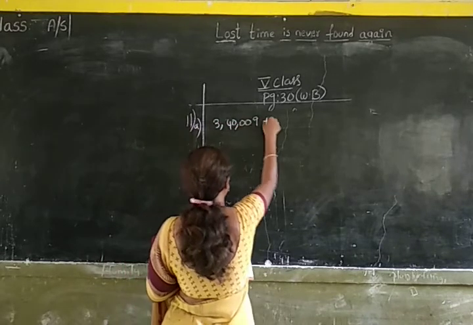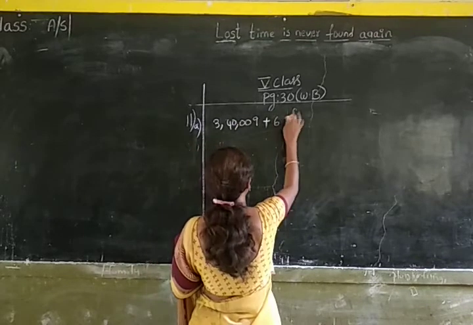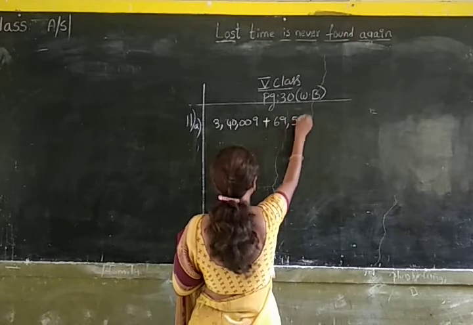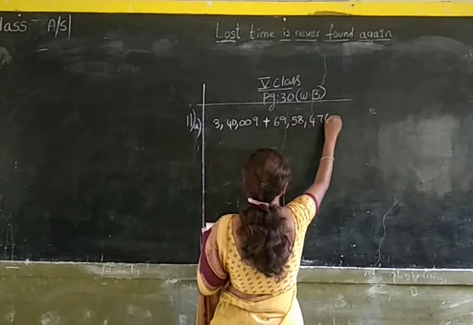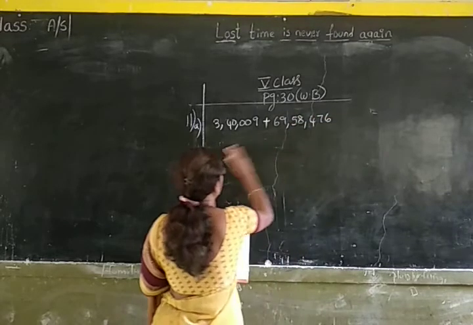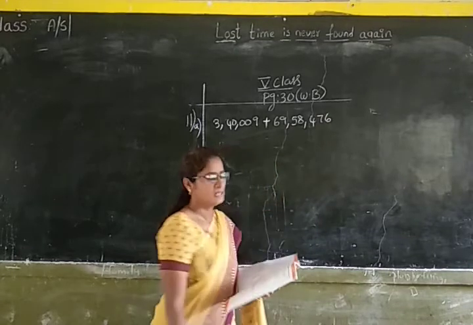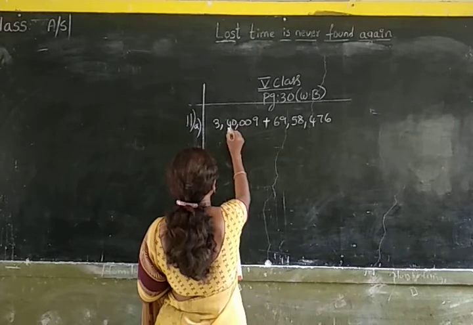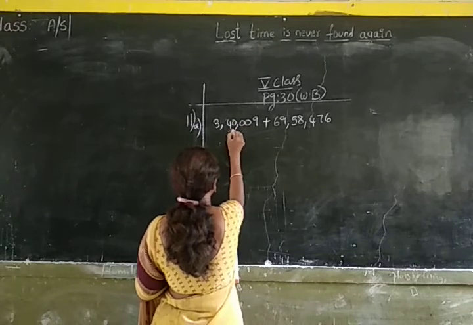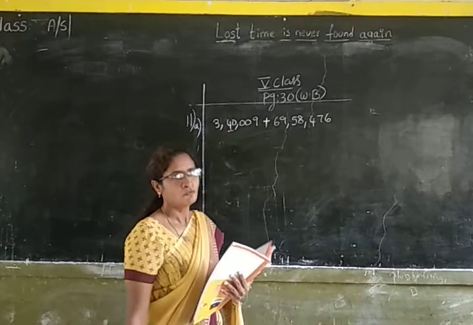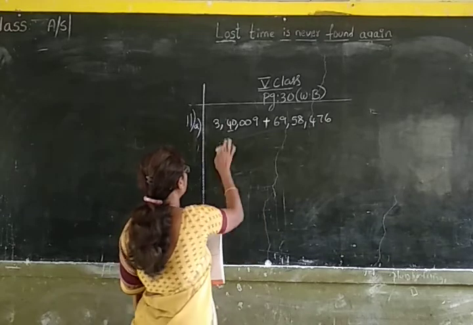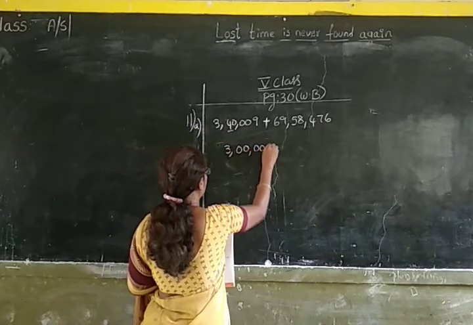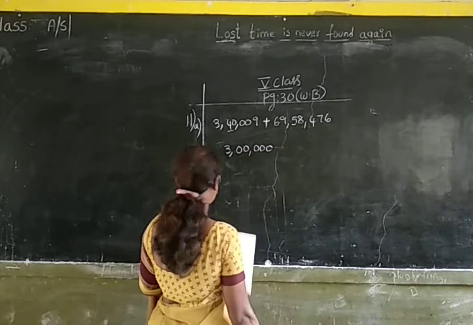3,40,009 plus 69 lakhs 58,476. You have to estimate it to the nearest lakhs. Further, you have to underline the digit in the 10,000 place. Here in the 10,000 place, you are having 4. So no need of adding 1 to the next number. So the answer will be 3 lakhs.